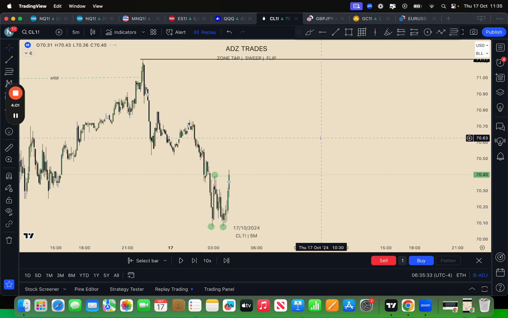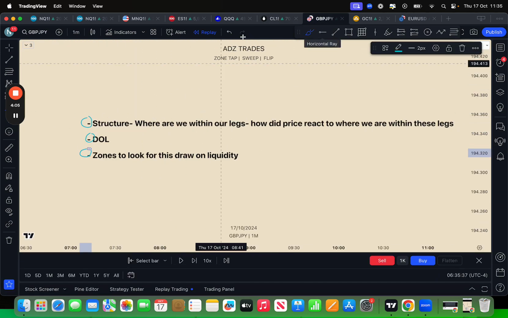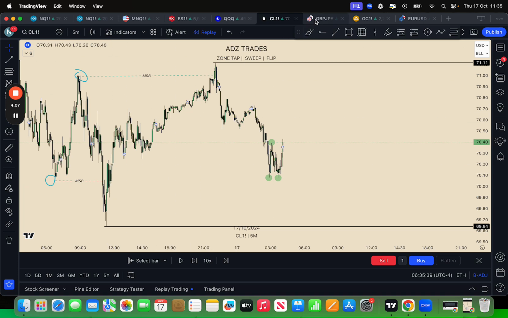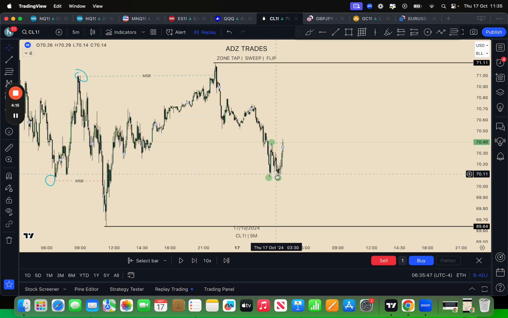So two ways you can go about that. But now if we go back, okay, so we've decided structure, we're bullish between here and here. Where are we within our leg? Within our leg, we're in an area of discount now. And how did price react to this area? Once we enter this area of discount, we got a bullish flip to the upside.